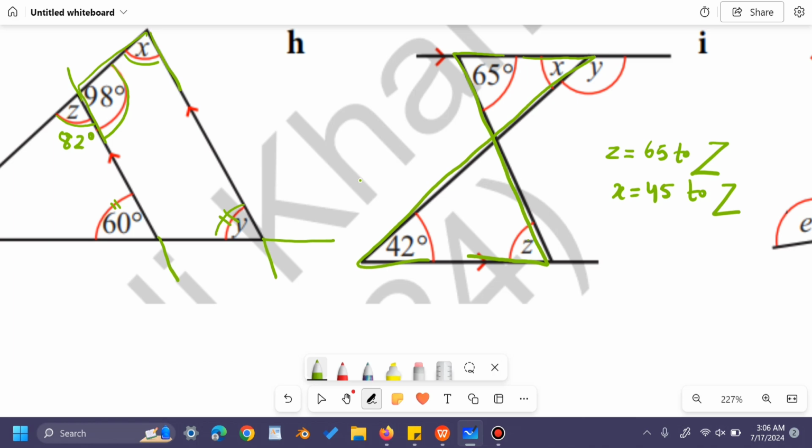After that, we can see that X plus Y is going to be 180 degrees, as they are angles on a line. X is 45 and Y is, we don't know. So 45 plus Y is equal to 180 degrees, and 180 minus 45 is equal to 138 degrees.